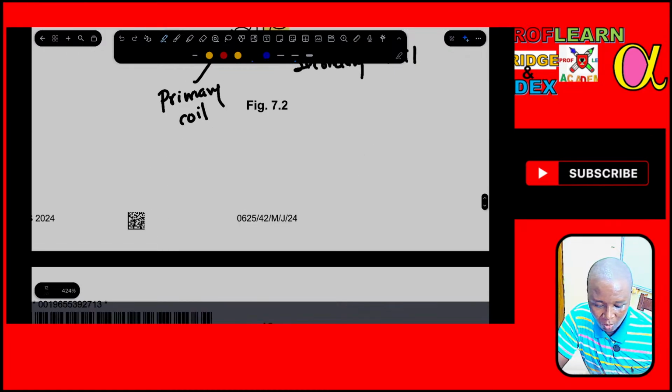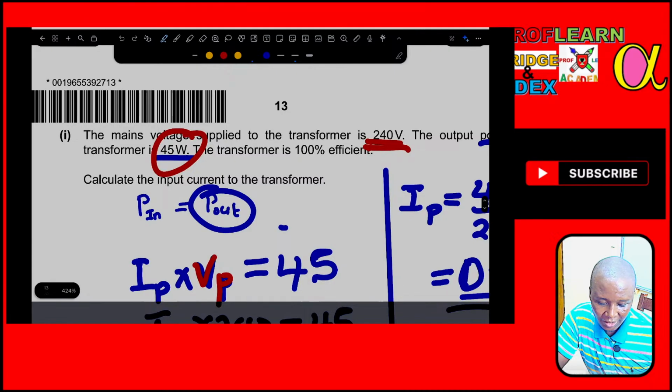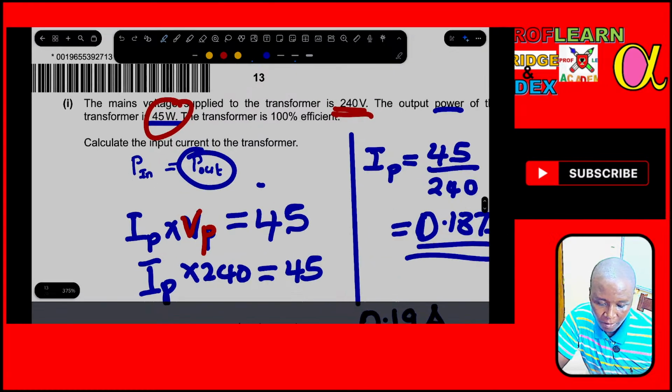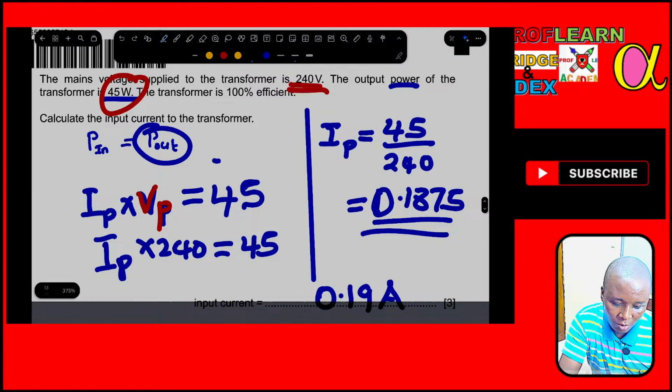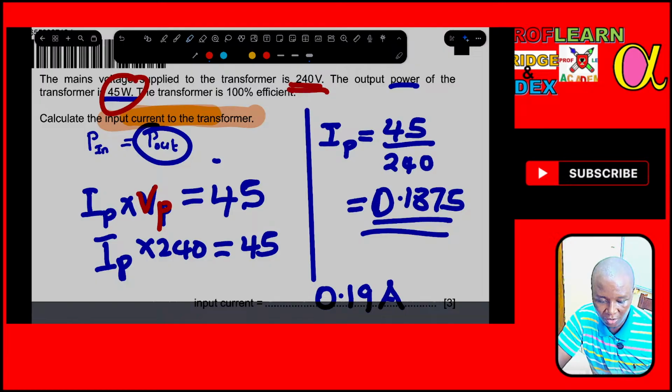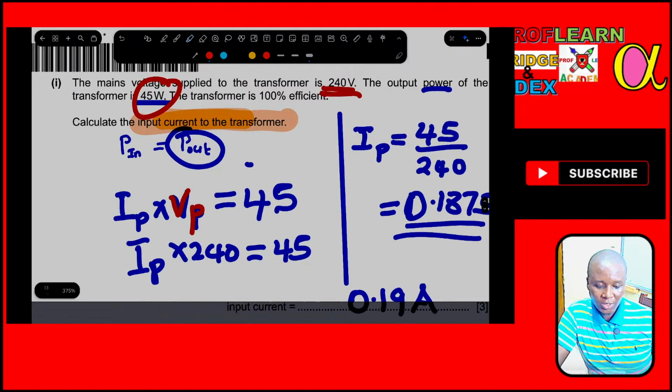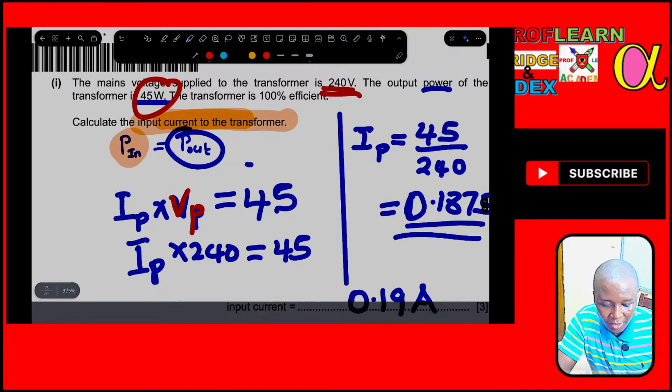So let's check what our students were asked in this question here, in this year. Candidates were supposed to calculate the current in the transformer input, that is in the primary section of the transformer. But candidates were supposed to understand that power in is equal to power out.